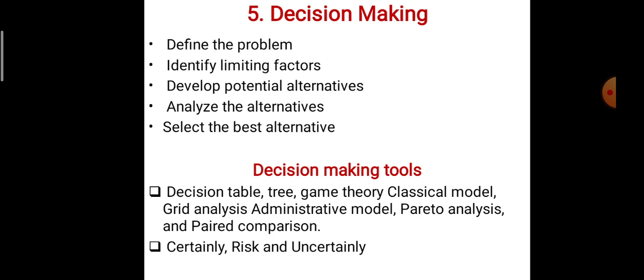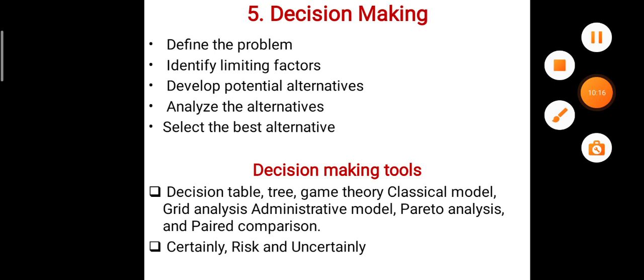Okay, we understand what decision making is. Then what are the decision making tools? There are three conditions: certainty, risk or uncertainty. Okay, we complete the functions of management, or duties of management. One by one we discussed and learned every function: planning, organizing, directing, controlling, motivating, coordinating, and the last one is decision making. Okay, we complete the functions of management.